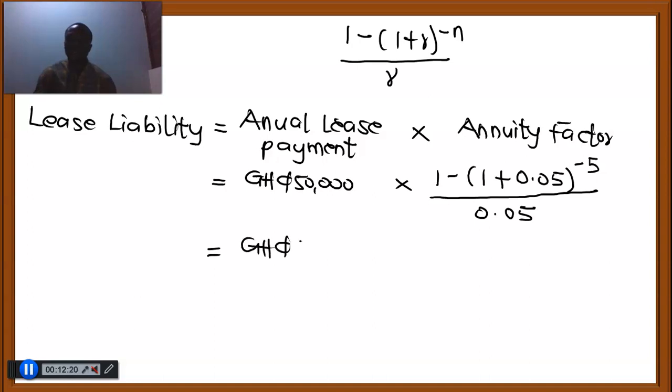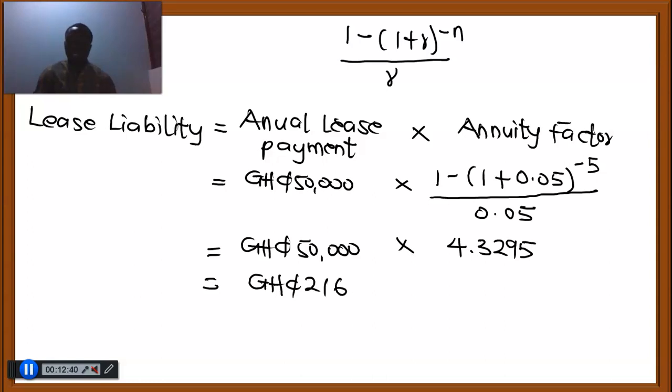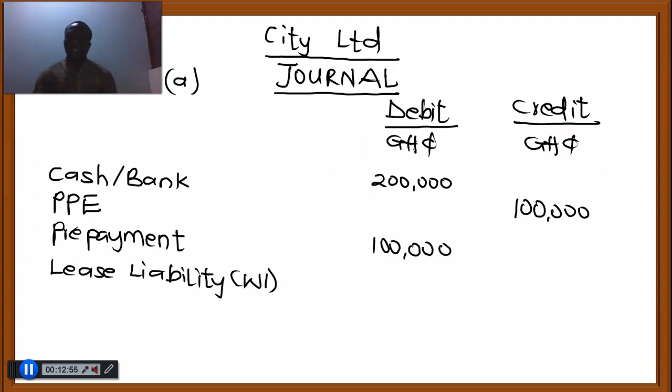So we have 50,000. You multiply it by the annuity factor, 4.3295. When you round it to the fourth decimal place, this is what we get. The product of these two numbers gives us 216,475. So this is the lease liability we have to recognize. The liability has a credit balance, so we have 216,475.